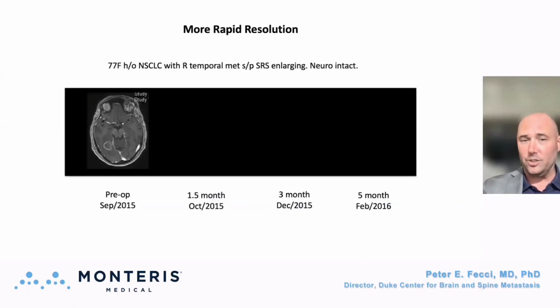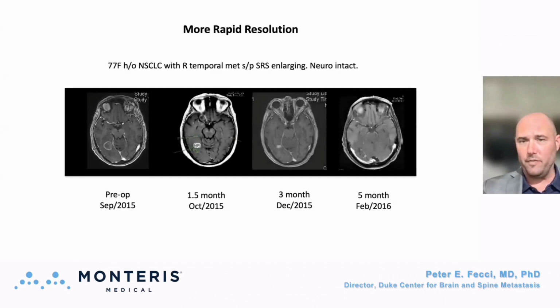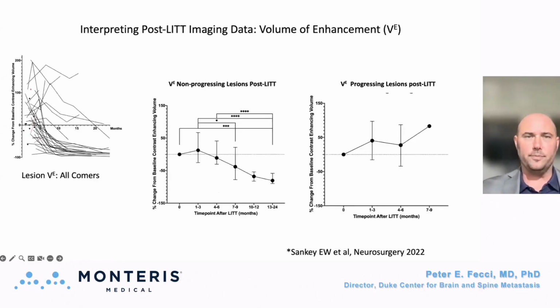As a case in point, you can see more rapid resolution. This is a patient that by 5 months, everything was essentially gone. I don't know what the instance is here and why this resolved so quickly. I have a mild suspicion that there was a little bit of a hemorrhage component to this lesion, just based on imaging, that may or may not have been a deciding factor.